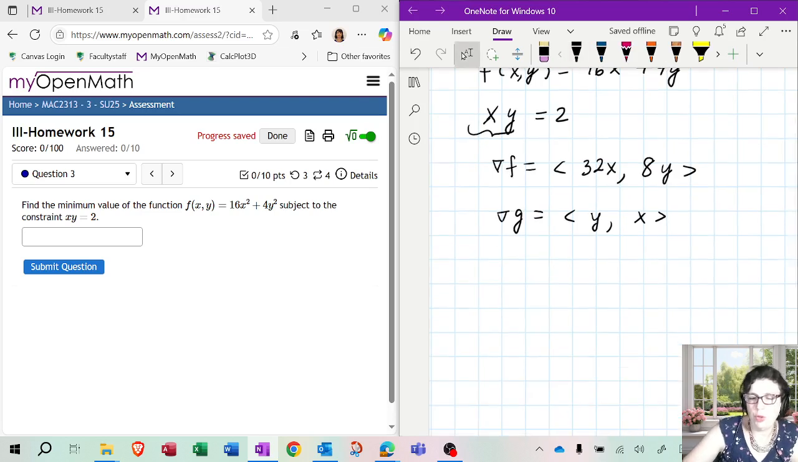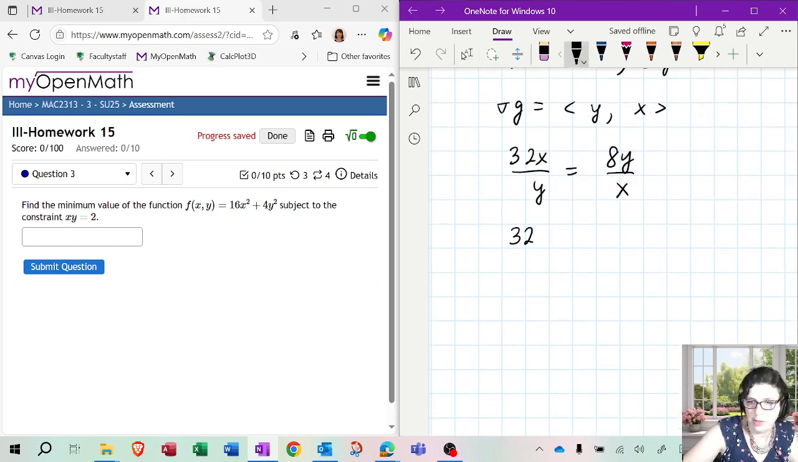Next, we note that neither x nor y will be zero in this case, because our critical point has to satisfy the constraint x times y equals 2. So x cannot be 0 and y cannot be 0, because the product of them would just be 0, not 2. So we can go ahead and divide and set up the proportions. We've got the following proportion that is going to allow us to connect x and y. If I solve this for y squared, 32 over 8 is 4x squared.